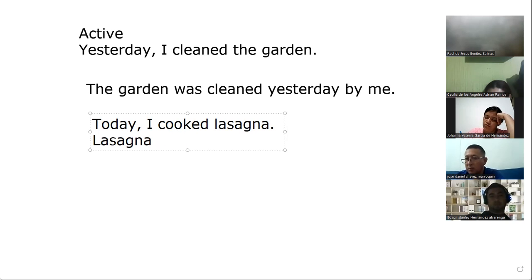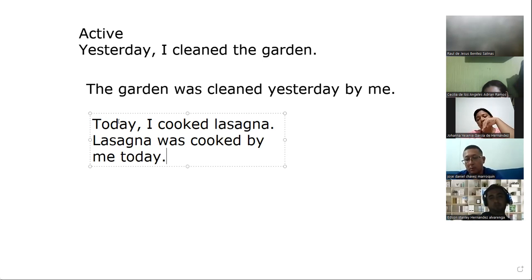Was or is? No, it was. Okay, was. Now, we have not talked about simple past, but yeah, this is great. Was cooked, right, by me today. Lasagna was cooked by me today, right?